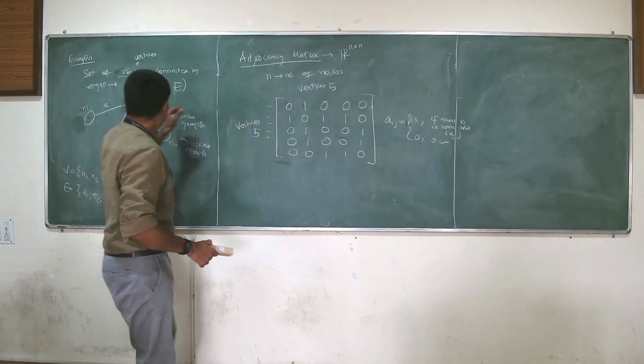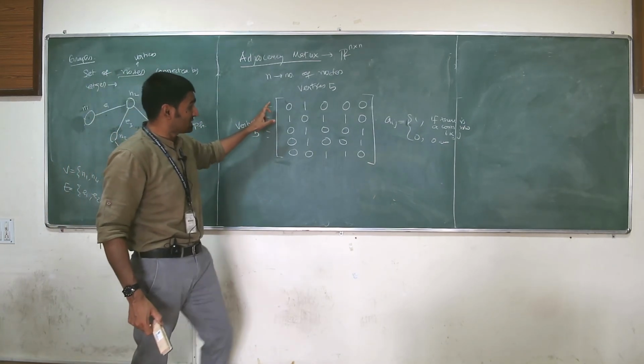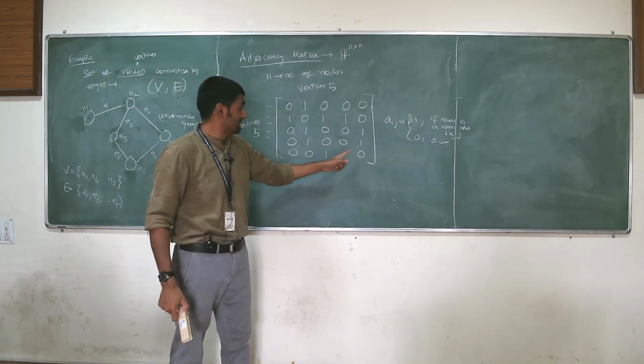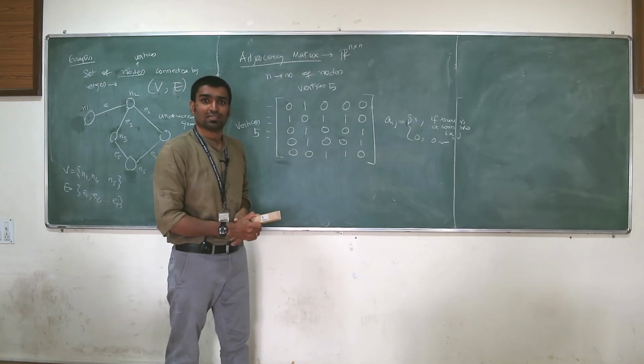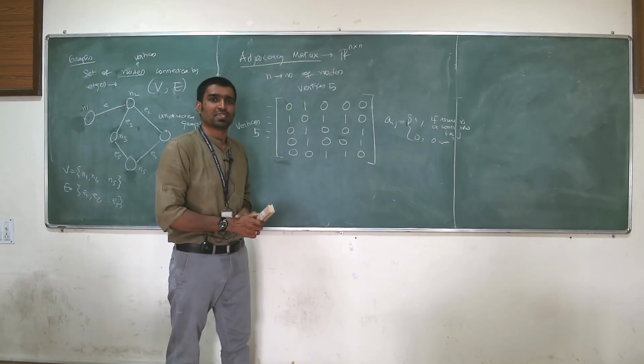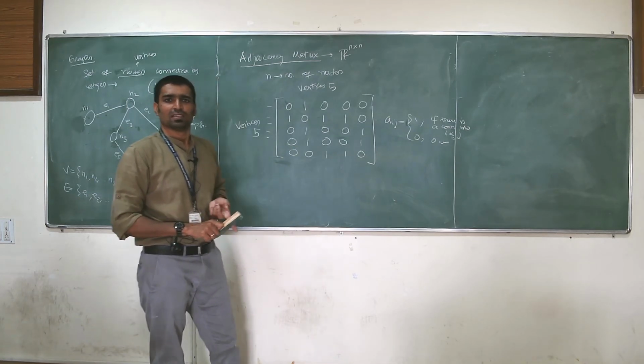For an undirected graph, the adjacency matrix is a square matrix. The diagonal elements are 0. What else do you see? What other property does this matrix have? Square matrix.